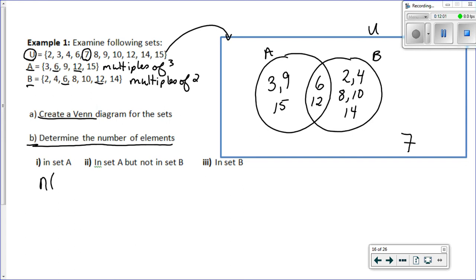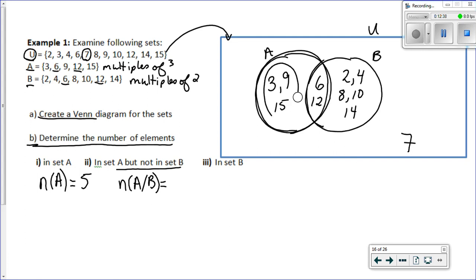So I would say the number of elements in set A, that's the way I write that, is equal to, and then I would just add them up, 3, 6, 9, 12, and 15. So that's 5 things, 5 elements. Looking at in set A but not set B, so that's our subtraction, that slash. In set A minus B is, if I look over here, this is set A, again, just draw another circle around that, minus this. So that's only these items here. So that's only those 3 elements in set A. So this is 3. And the number of elements in set B is 1, 2, 3, 4, 5, 6, 7. So I have 7 elements in that set.